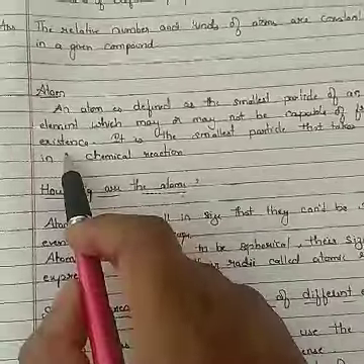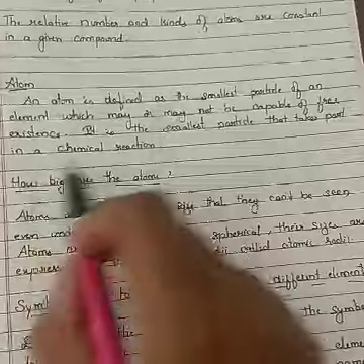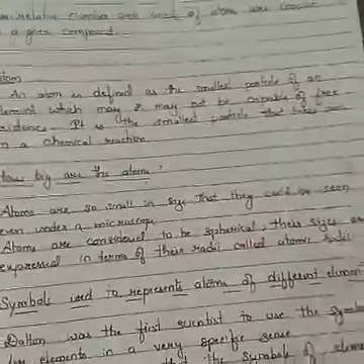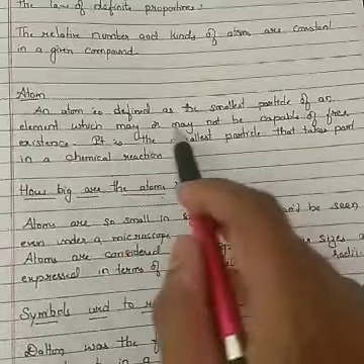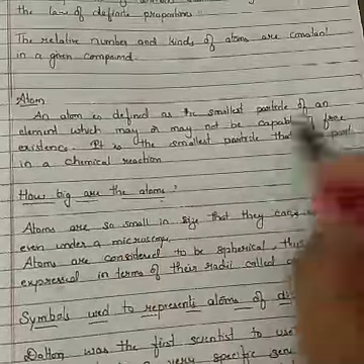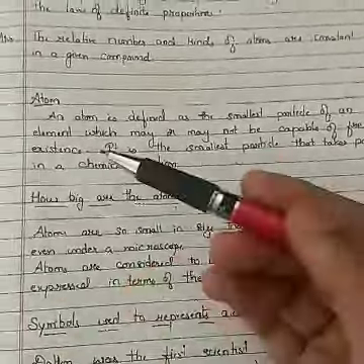capable of free existence. It is the smallest particle that takes part in a chemical reaction. So you can define the atom as the smallest particle which may or may not be capable of free existence, which may exist freely or which may not exist freely. And it is the smallest particle that takes part in the chemical reaction. In a chemical reaction, the atoms take part.